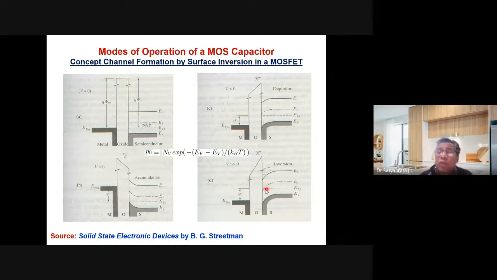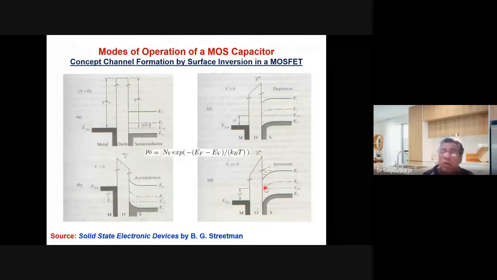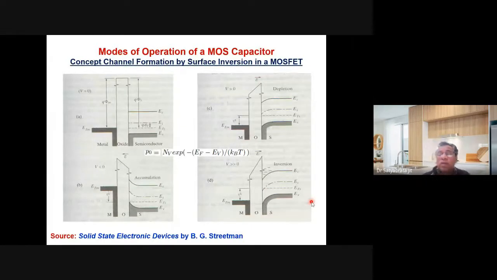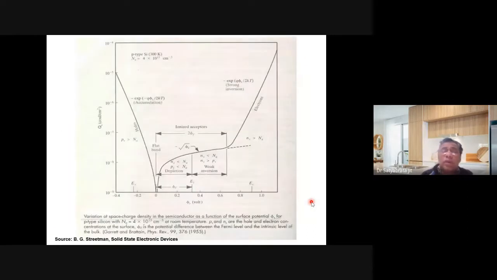Now, this difference is called the Fermi potential. If the separation between the intrinsic Fermi level and this Fermi level is made equal, when these two are the same, then we consider strong inversion. That is, the electron concentration should be as good as that of the hole concentration in the p-type substrate, right?